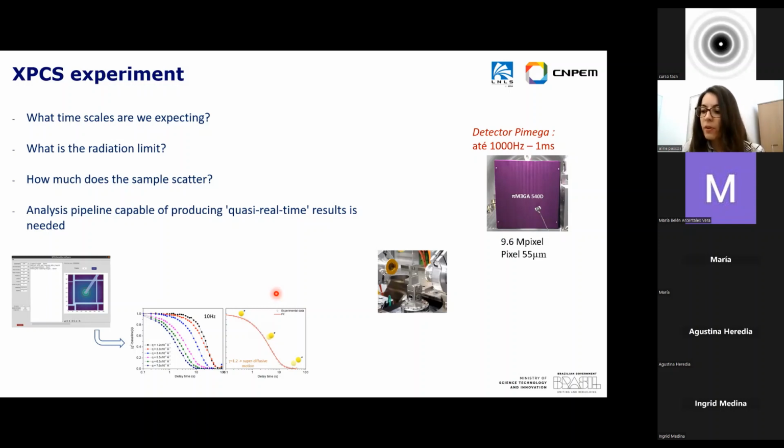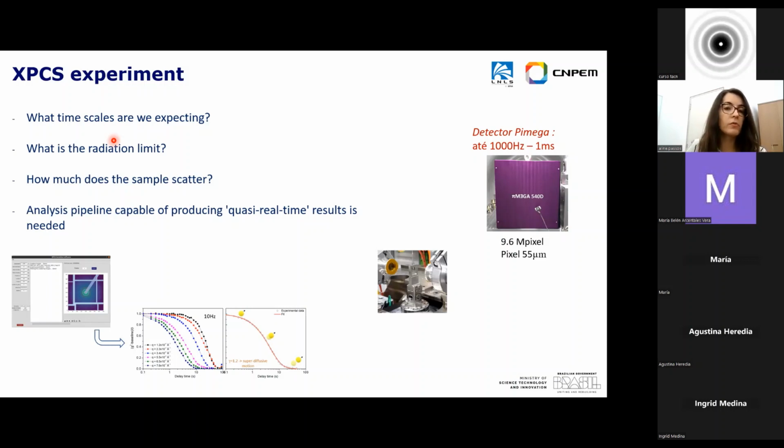Another very important question is the radiation limit. Because here in the fourth generation synchrotrons in general, we have a really high flux, higher than we had before. So samples that sometimes people did not have a problem with before now start to have radiation damage with this high flux. So it's important to think about radiation damage and how sensitive your sample is to it, because then we can try to find some approach on the beamline.